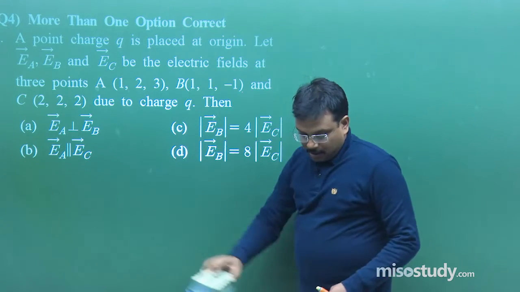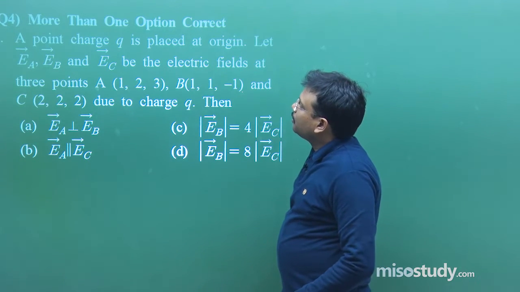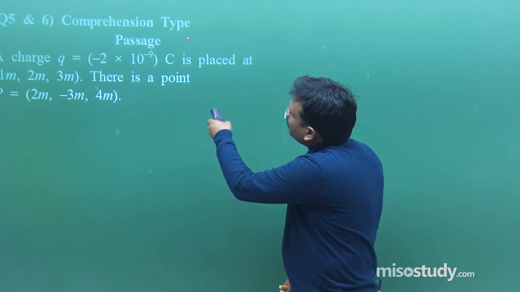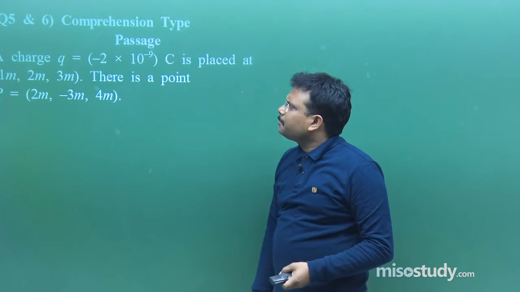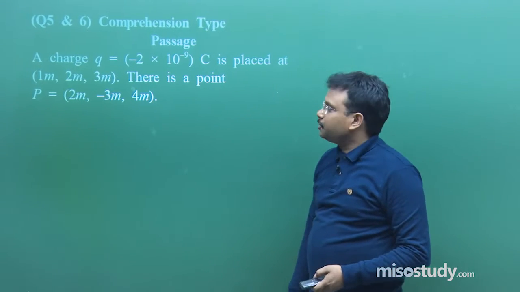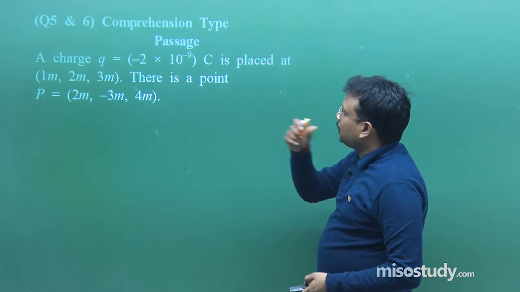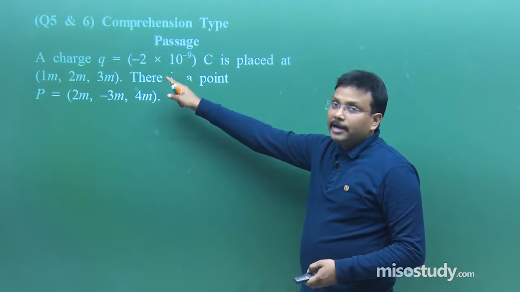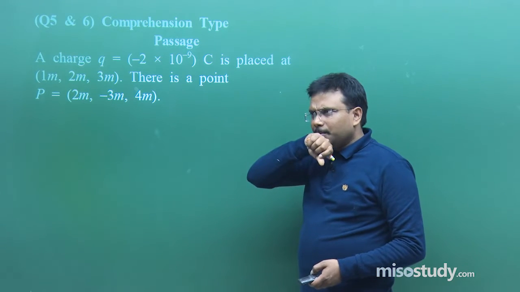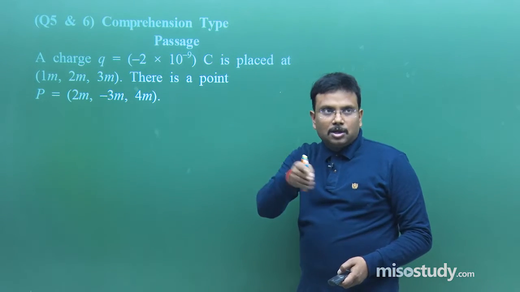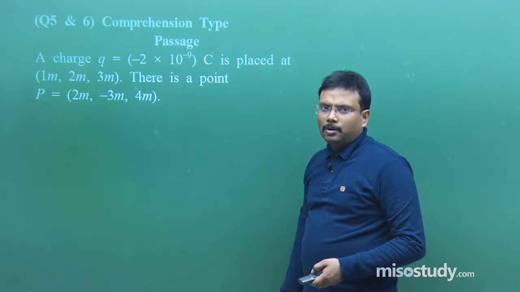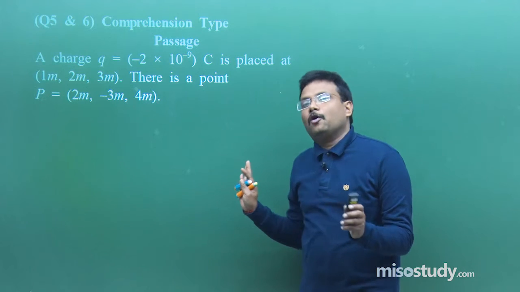Fine. Let's move to question number 5. Actually, questions 5 and 6 are based upon comprehension type. You have some information given, and after that you are given a question. So this is the information, simple information. A charge Q, negative charge, is placed at the point 1m, 2m, 3m. There is a point P at 2m, minus 3m, 4m. You can visualize it easily. Okay, this is the information.